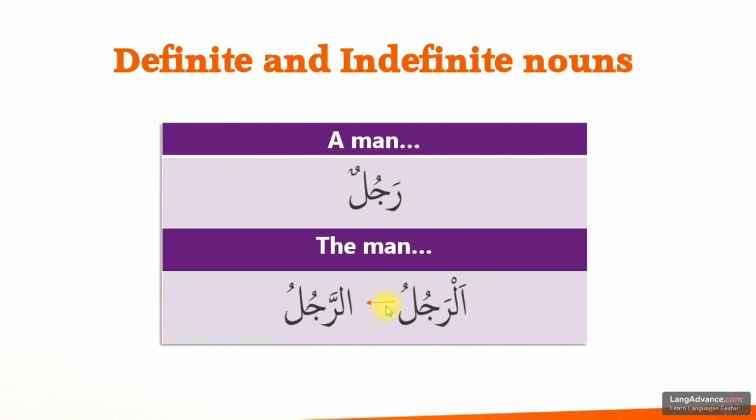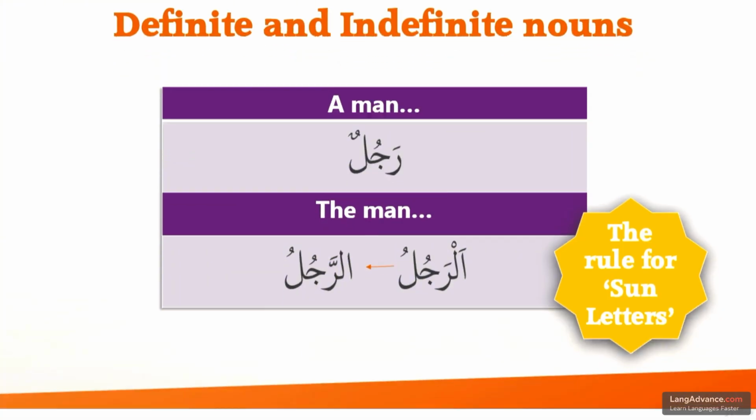Now there is a little modification that we have to bring to this word. This is because the first letter in the word is ra. Ra is part of a category of letters called sun letters. Whenever the first letter is a sun letter, we have to bring this modification in the definite form. So ra will double with the shadda here: ra, shadda, fatha. And also we remove the sukun on the lam. So it becomes ar-rajulu, as if there is no lam here. This is the rule for sun letters.